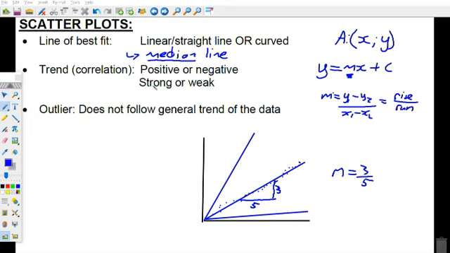So we know what a positive gradient, positive trend, a negative trend, positive graph, negative graph, what is strong, what is weak. So this is all lines, straight lines that we've already done. Now, the next first part of this, what is this? Outlier. Well, what did we discuss an outlier is? Does not follow the trend line of the data.